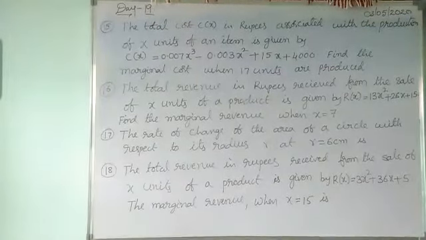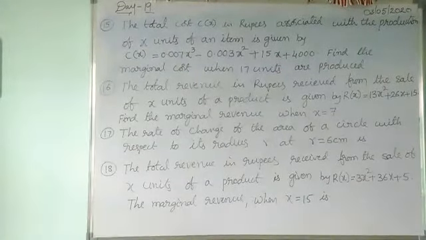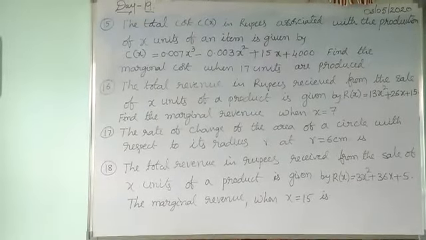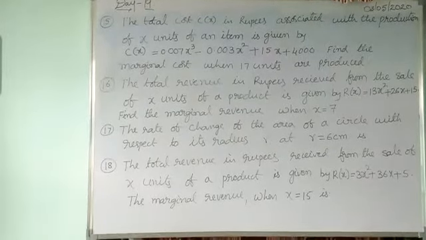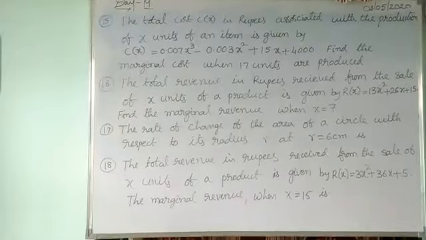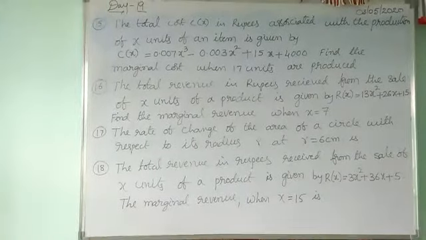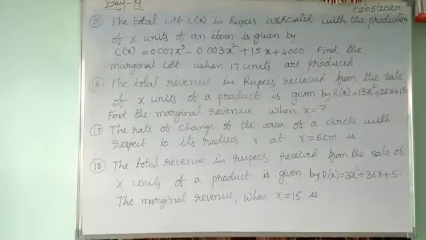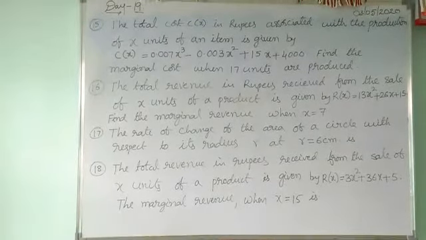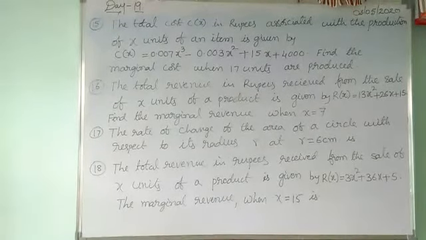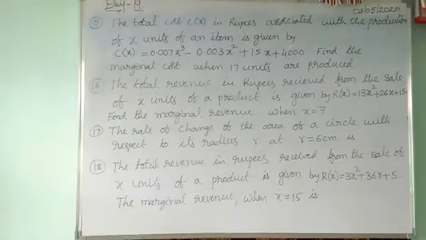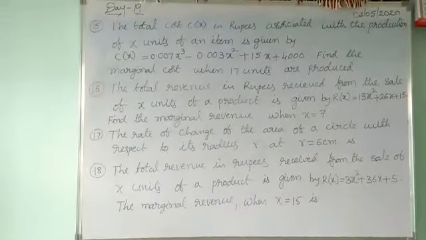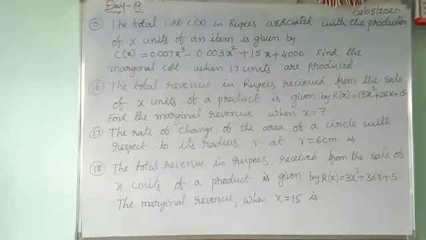Students, note down these problems. This is for your homework. The 15th one: the total cost C of x in rupees associated with the production of x units of an item is given by C of x is equal to 0.007 x cube minus 0.003 x square plus 15x plus 4000. Find the marginal cost when 17 units are produced.